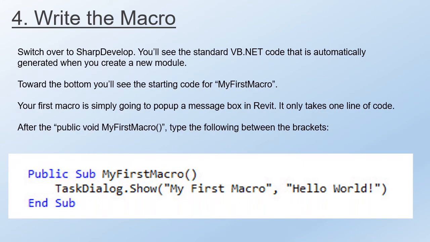4. Write the macro. Switch over to SharpDevelop. You'll see the standard .NET code that is automatically generated when you create a new module. Toward the bottom you'll see the starting code for My First Macro. Your first macro is simply going to pop up a message box in Revit. It only takes one line of code. After the public void My First Macro, type the following between the brackets.